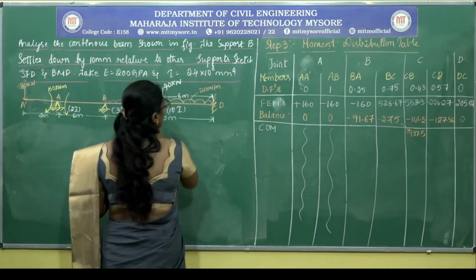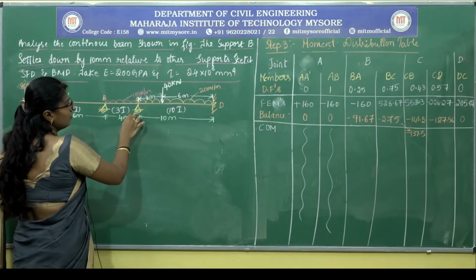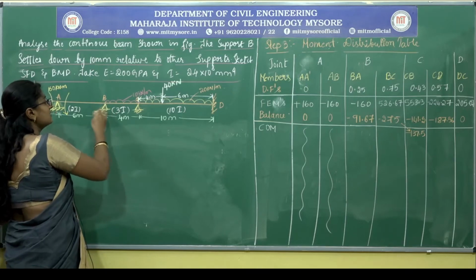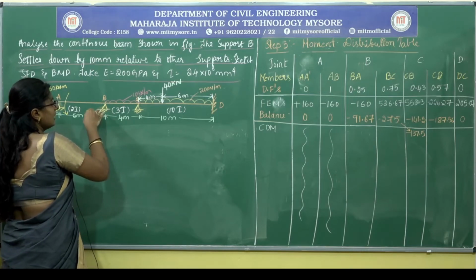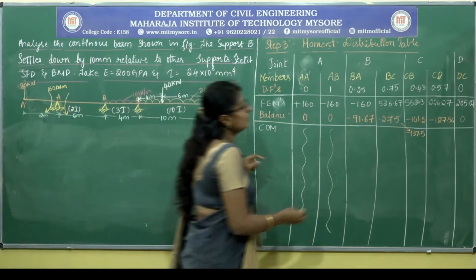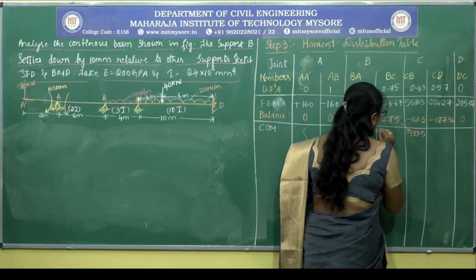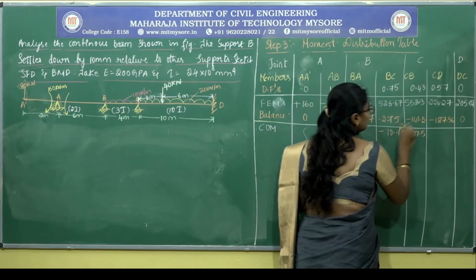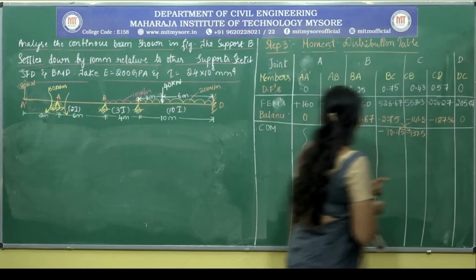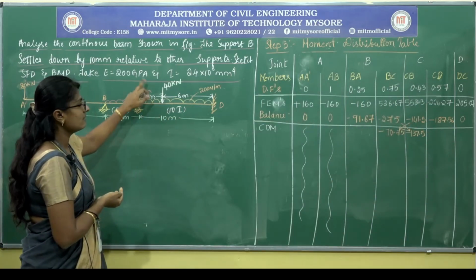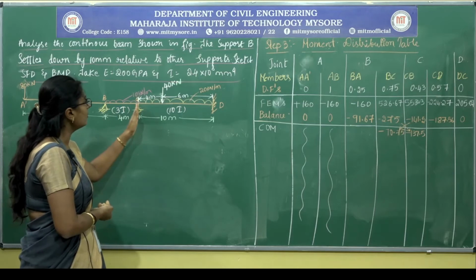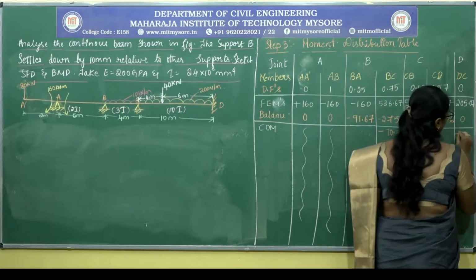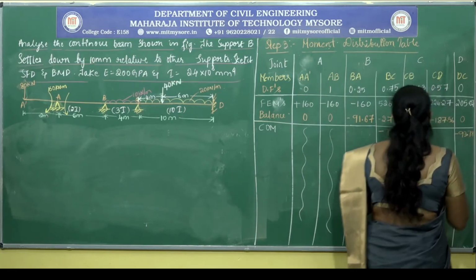Again for CB, the applied moment is 141.5 in the anticlockwise direction. So half of 141.5 can be transferred. Since the other end is continuous, we consider it as fixed. So half of 141.5 is minus 70.75. Okay. Then for CD, the applied moment is 187.56. Half of this can be transferred to the other end if the far end is fixed, 93.78.